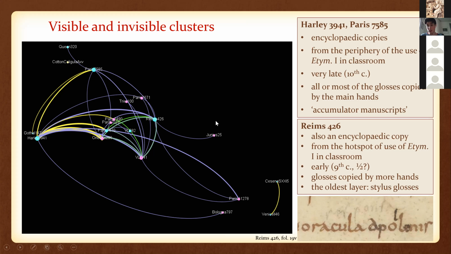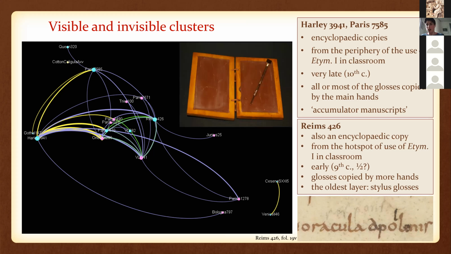A small detail here, I hope at least those who can read Latin can see it. This Rhymes manuscript contains the oldest layer of glossing: stylus glosses. That is glosses that were not put in by ink, but by lead stylus. This is the stylus, and this is the instrument with which it is used. That is a wax tablet, so they're probably carried over from a wax tablet. This is extremely unique in my corpus, and I have not seen it elsewhere yet.